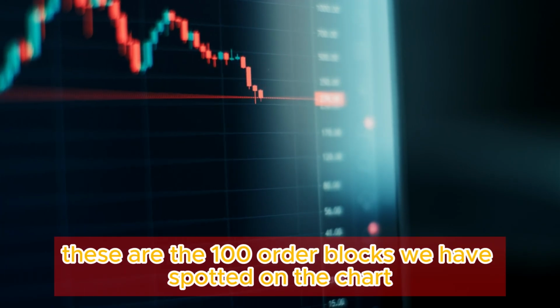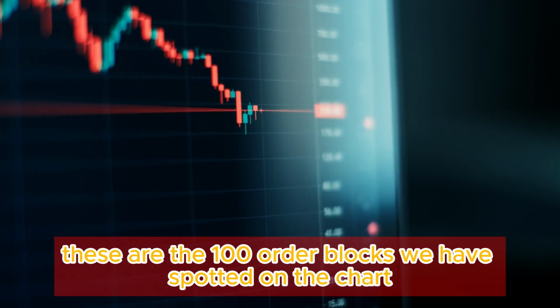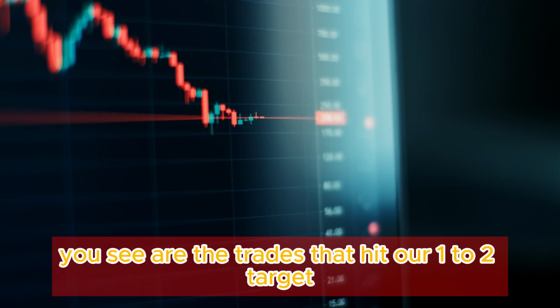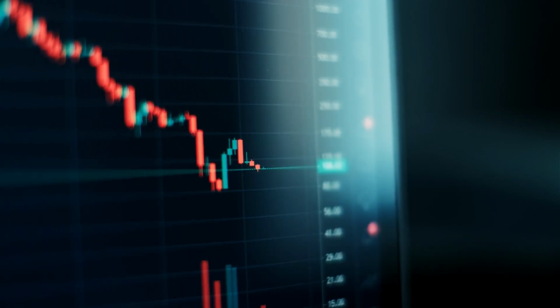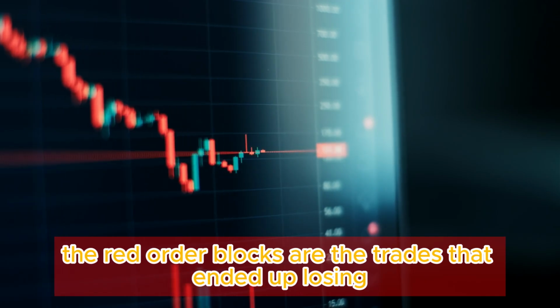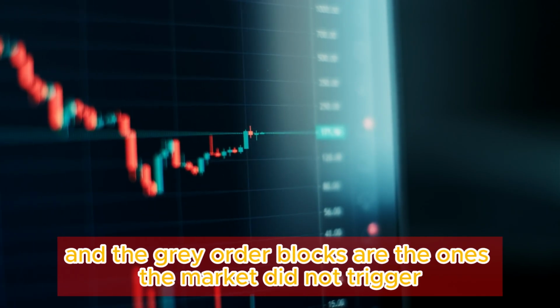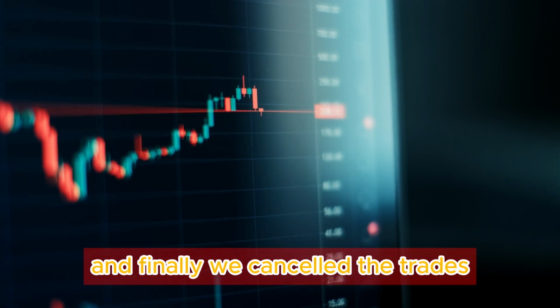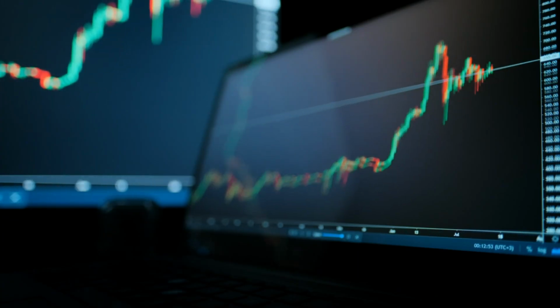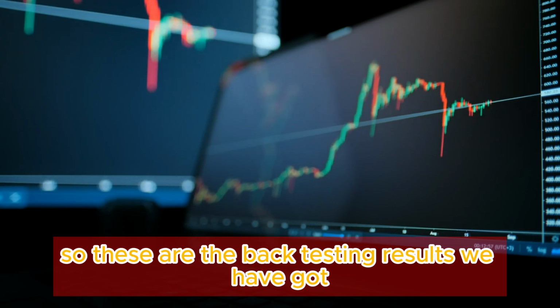These are the 100 order blocks we have spotted on the chart. The green order blocks you see are the trades that hit our 1 to 2 target and ended up winning. The red order blocks are the trades that ended up losing, and the gray order blocks are the ones the market did not trigger, and finally, we canceled the trades. So these are the backtesting results we have got.